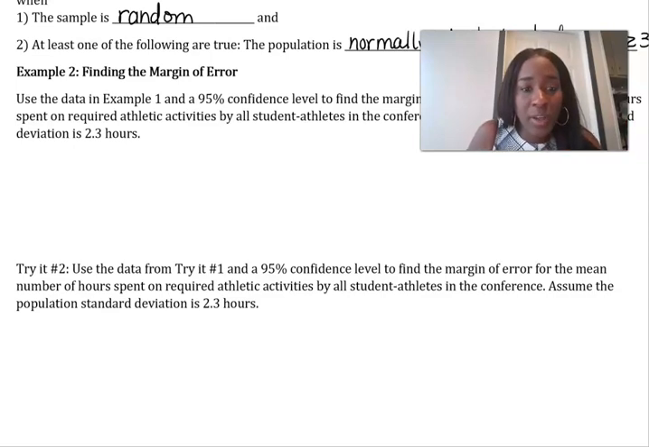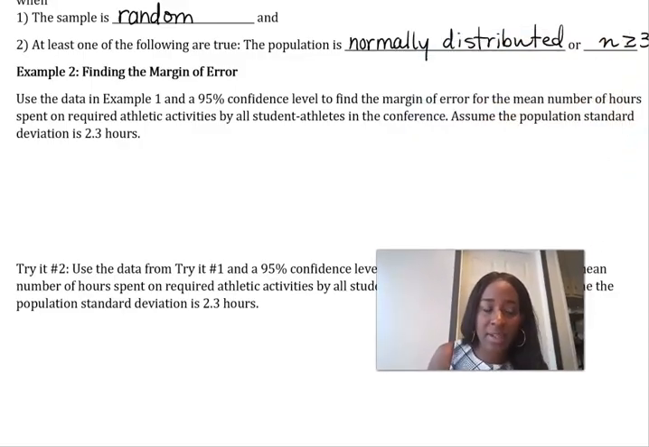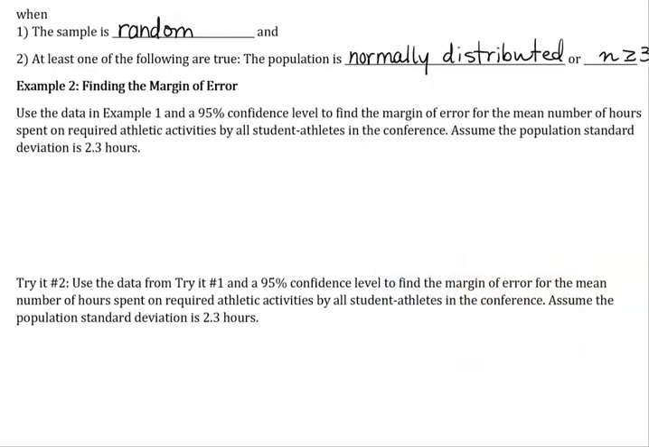So in this example here, we are using the data from example one and a 95% level of confidence to find the margin of error for the mean number of hours that were spent on athletic activities by these students in this conference. And they do give us the population standard deviation of 2.3. So that is one thing that is going to come up over and over in this lesson, in particular, is that we will be given sigma, the population standard deviation of 2.3.